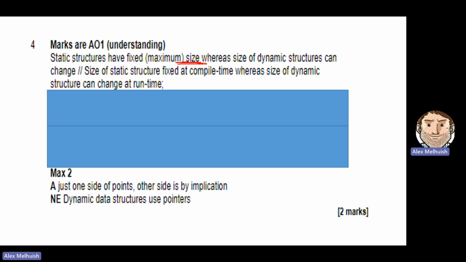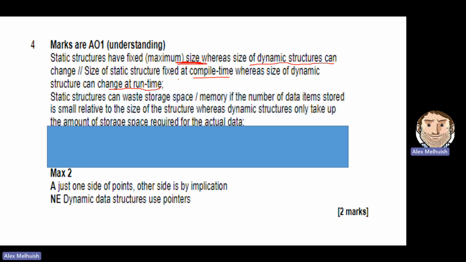So you could get it if you sort of implied the point as well, but what you couldn't do is say static structures have a fixed size and then use this as your second point to say that dynamic structures can change. They're not 2 separate points, they're the same point. So that was something to be aware of. People did say things like the static structure size being fixed at compile time, whereas a dynamic data structure can change at runtime. That's quite a nice feature to mention. But you could have other points as well.